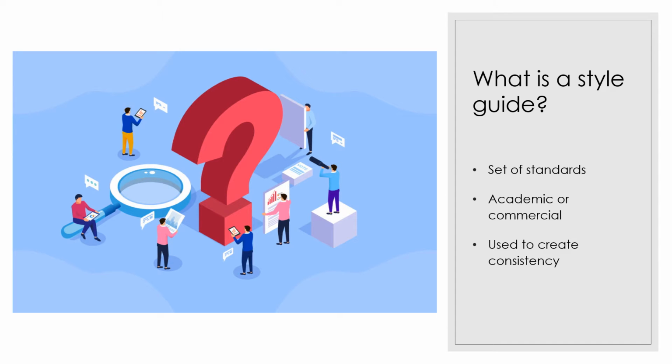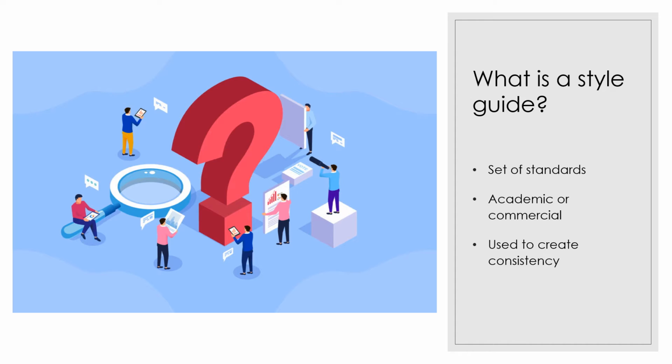First, let's consider the question, what is a style guide? Well, a style guide is a set of standards. It can be academic or commercial, and it's used to create consistency. Companies use style guides to make sure that all their products look like the same brand. Academics use style guides to make sure that all of their documents, their communications, have a consistent style.